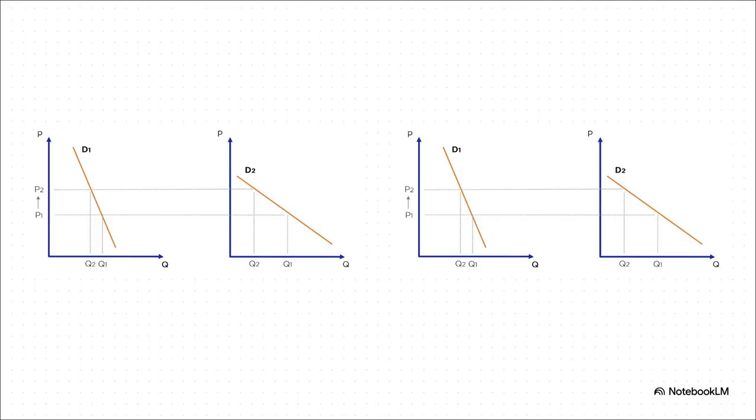Take a look at the graph on the left. That's an elastic or sensitive demand curve. See how it's relatively flat? That means even a small price change causes a big shift in the quantity people want to buy. Now look at the graph on the right. This inelastic curve is much steeper. In this case, even a big price change doesn't affect the quantity demanded all that much.